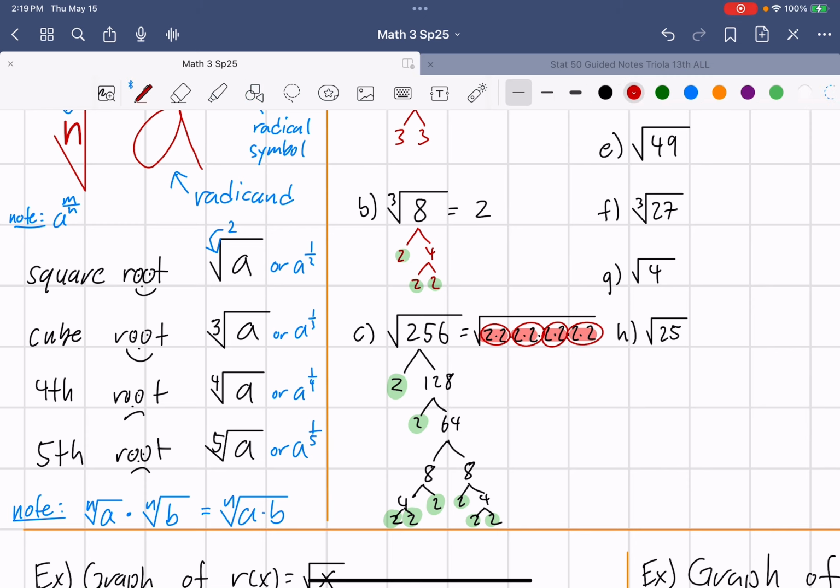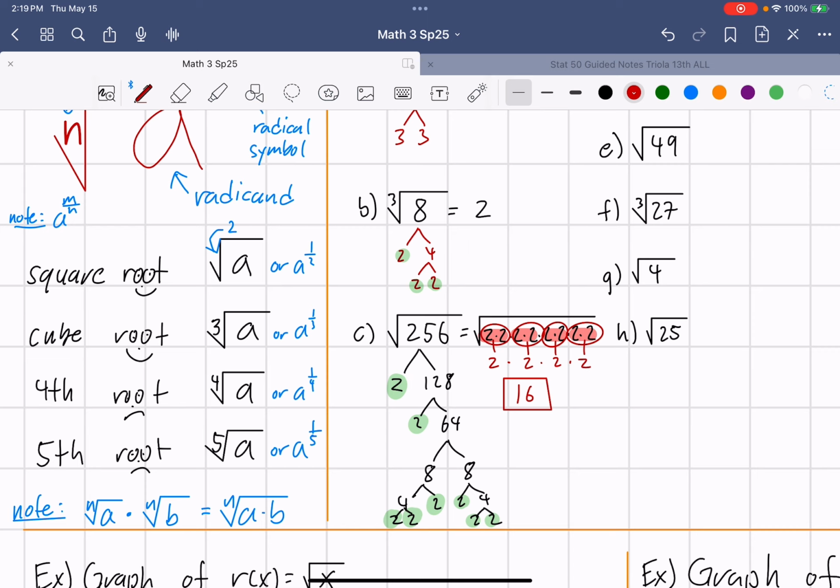And the way I like to say it is, for every group, one of those numbers is going to come out. And as they were multiplying in the radicand, they're going to multiply outside. So 2 times 2 is 4, times 2 is 8, times 2 is 16, and bingo. So the square root of 256 is 16, meaning the two numbers that multiply to 256 are 16 times 16, which simplifies.